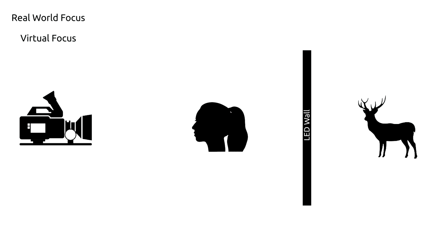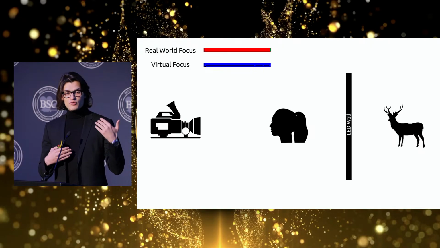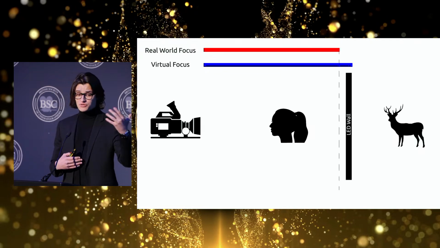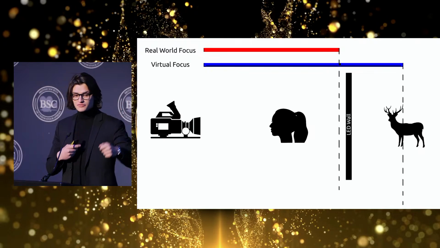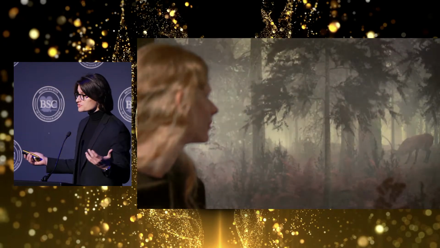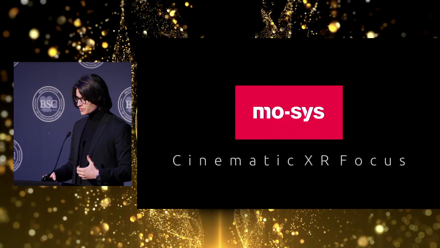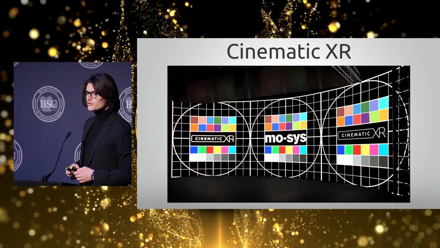So the real focus and the virtual focus are controlled simultaneously. And once I reach the wall, when I'm sharp on the wall, I block the real focus, and the virtual focus takes over. And then if I come back in the foreground, obviously, the real focus will take over. So that's one of the tools that we created for LED wall and virtual production.